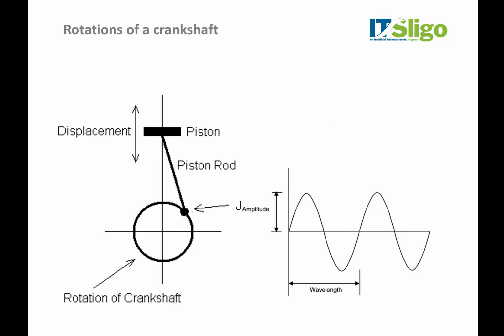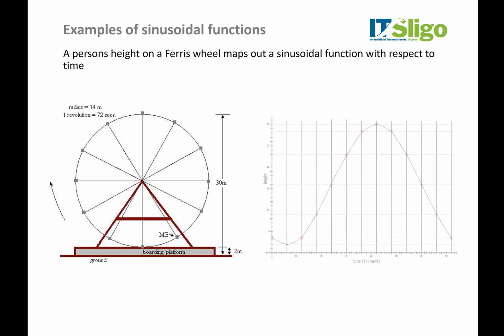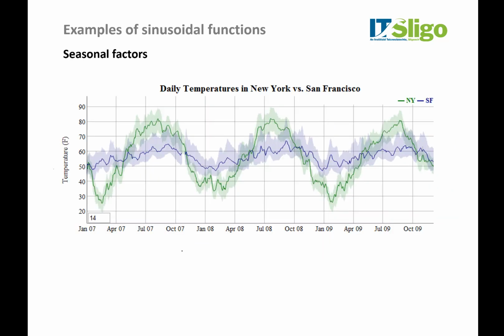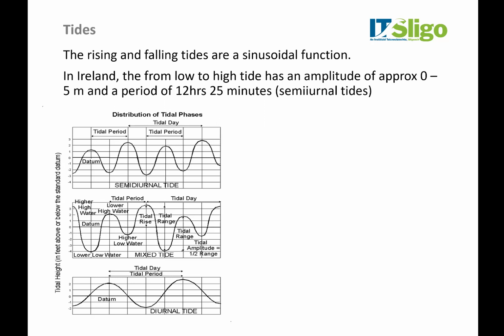So looking at a crankshaft in any kind of an engine, internal combustion engine. A person on a Ferris wheel produces a sinusoidal curve over time. Temperature fluctuations, seasonal fluctuations, produce rough sinusoidal waves. Tides, very complex, lots of different patterns of waveforms for tides, but it depends where you are in the world how the tide operates in that area. But it's all governed by sinusoidal forms, waveforms.